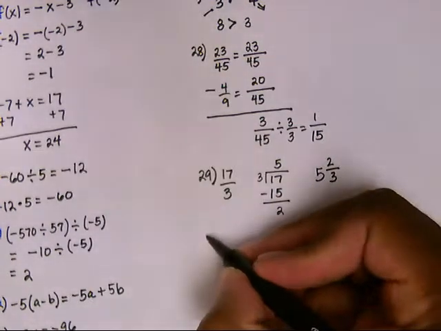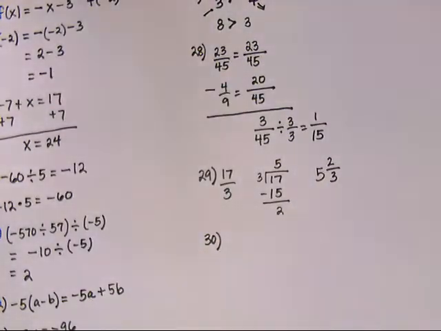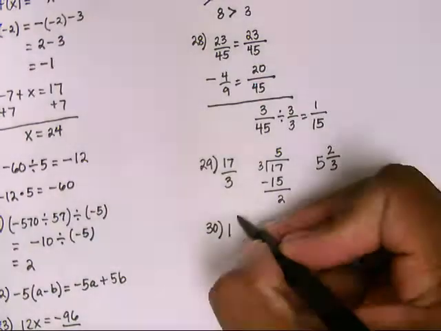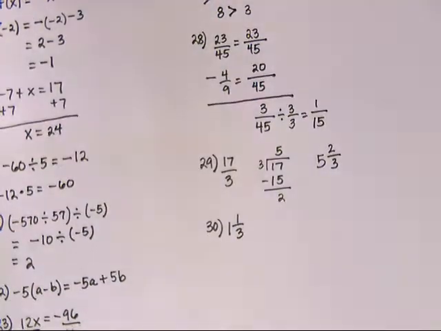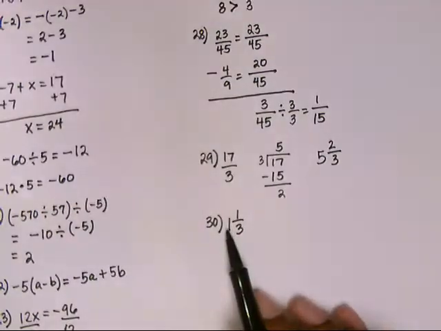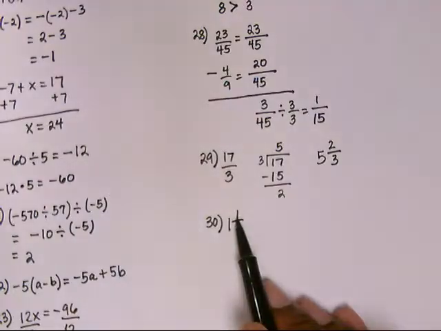Alright, number 30. You're given a mixed number of 1 and 1/3. We want to change that to an improper fraction. The way we change that to an improper fraction is this. We take our denominator, multiply it by the whole number, and then add the numerator.